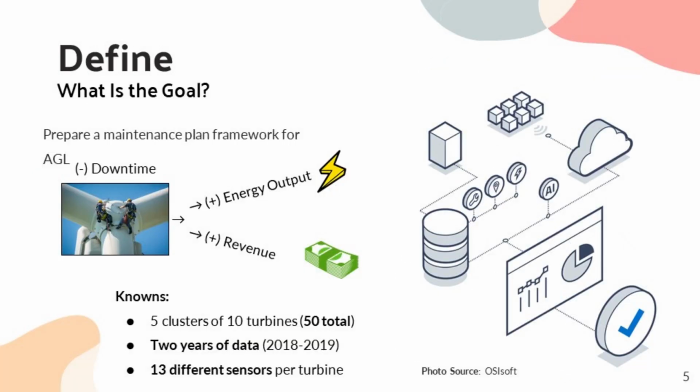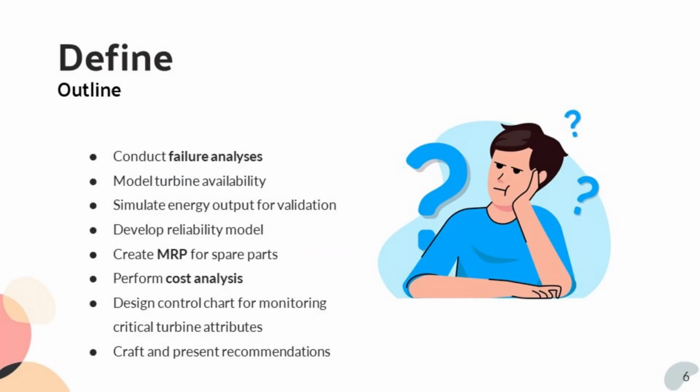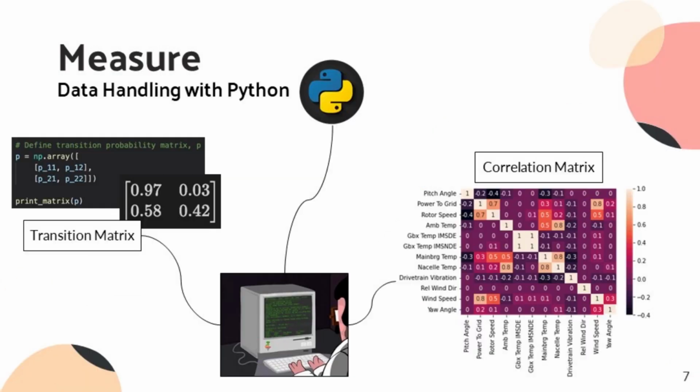The team has been tasked to do a maintenance framework for AGL. We have been given over 5 clusters of 10 turbines, over 2 years of data, and 13 sensors to work with. Here's a list of steps for this project. We start from conduct failure analysis, create a MRP, and perform cost analysis.